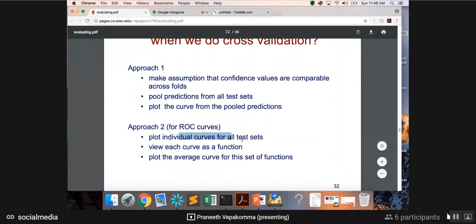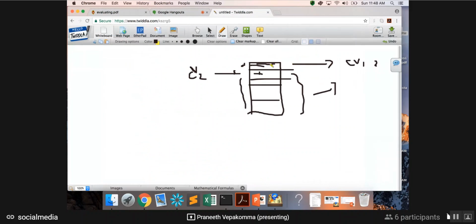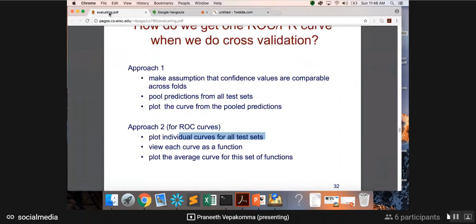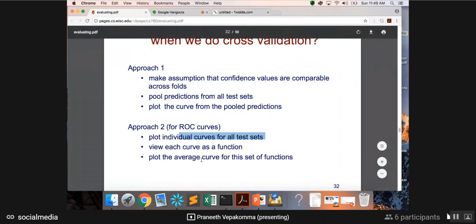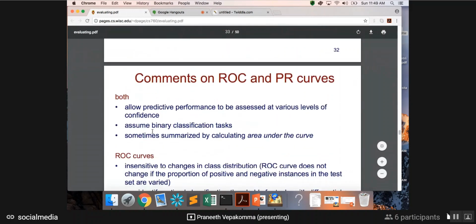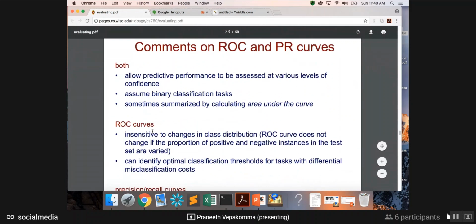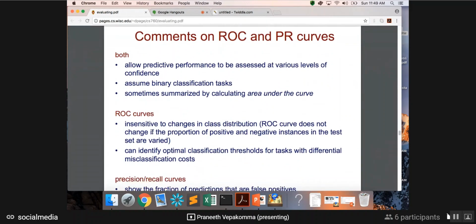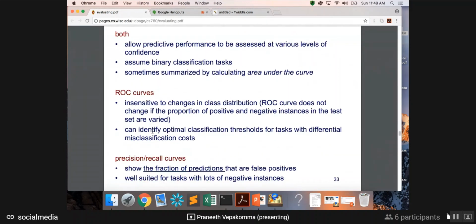Another one, plot individual curves for all tests. Here, you get a separate curve now. What you do is, in this prediction, you just get a curve for this. You get one ROC here, you get one ROC for here, that is another approach. And then plot the average curve. So you get 5 curves, you average the curves, then you get the ROC curve. That's another approach. All right. Same thing you can do for the PR curve as well, the precision recall curve. Any questions?